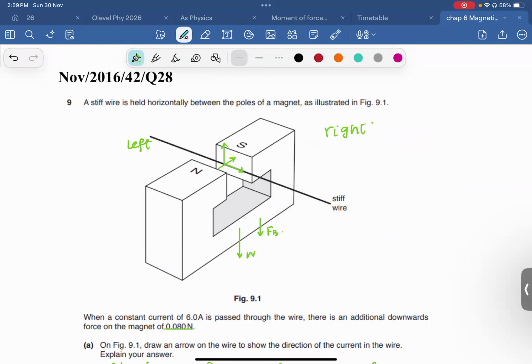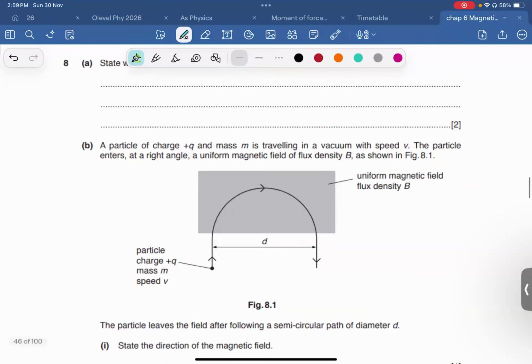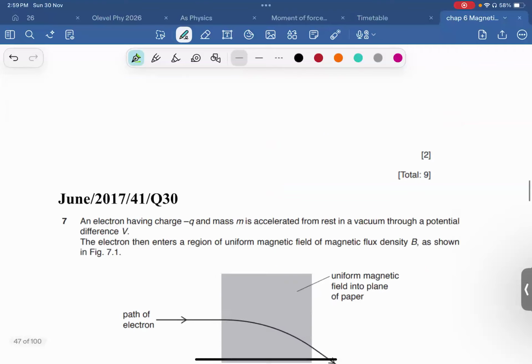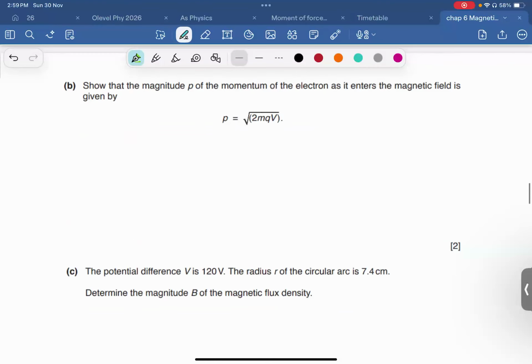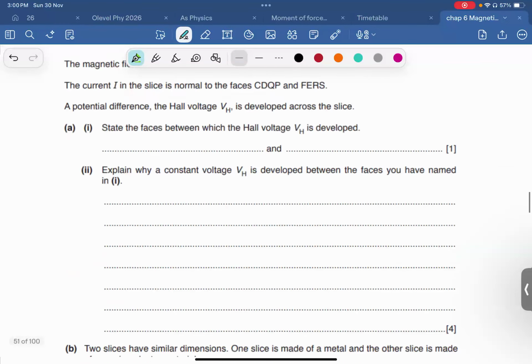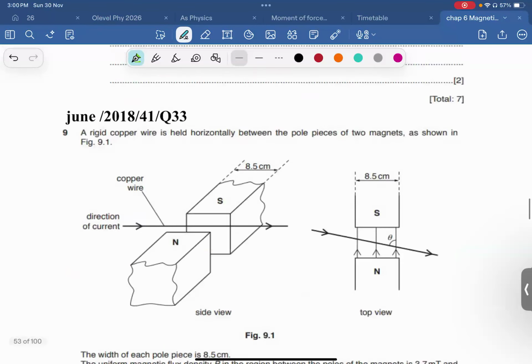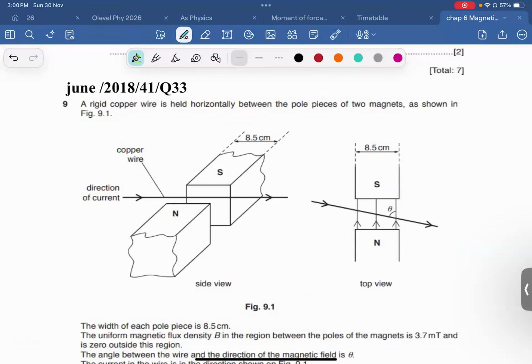Okay, done. By the way, the next question is again from the RMS value, so you can ignore it for now. Moving on to this question. Amna, can you please read the question? A rigid copper wire is held horizontally between the pole pieces of two magnets, as shown in figure 9.1.